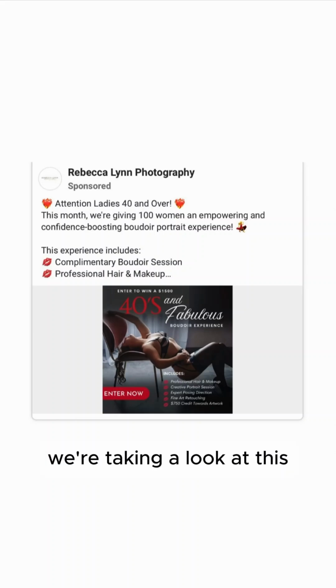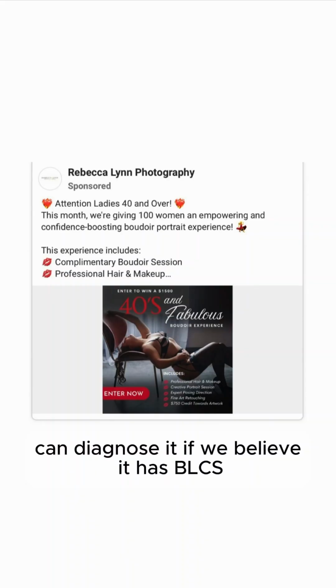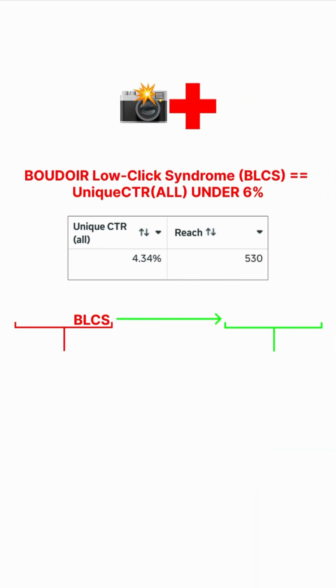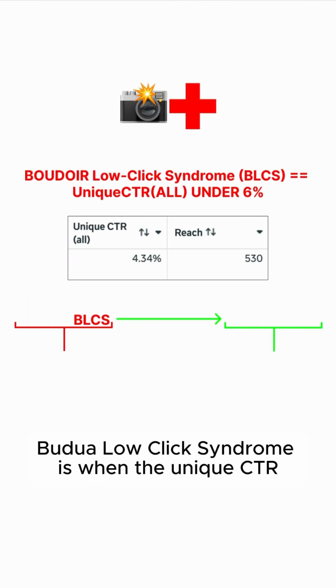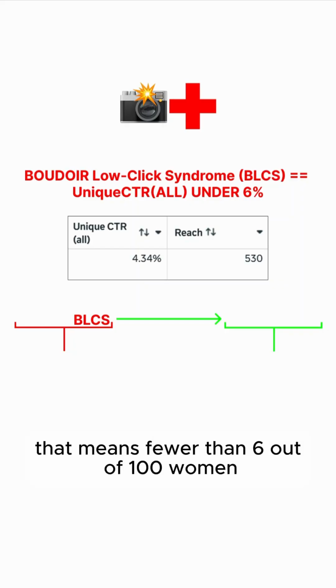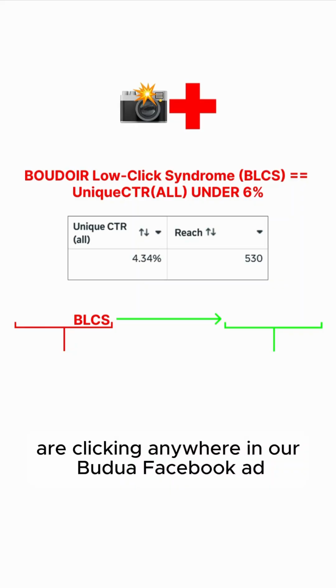All right, y'all, we're taking a look at this boudoir Facebook ad. Can diagnose it, see if we believe it has BLCS, aka boudoir low click syndrome. So BLCS, boudoir low click syndrome, is when the unique CTR of our boudoir Facebook ad is under 6%. That means fewer than 6 out of 100 women are clicking anywhere on our boudoir Facebook ad.